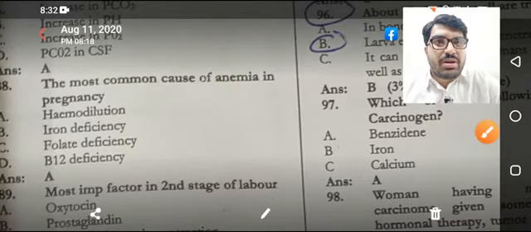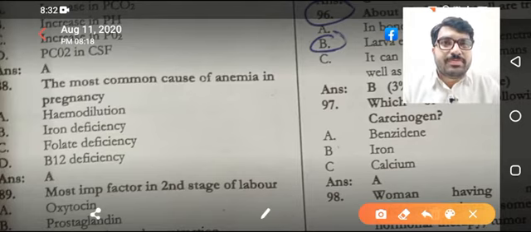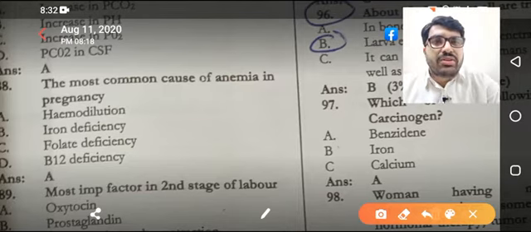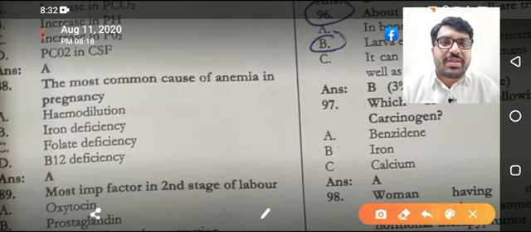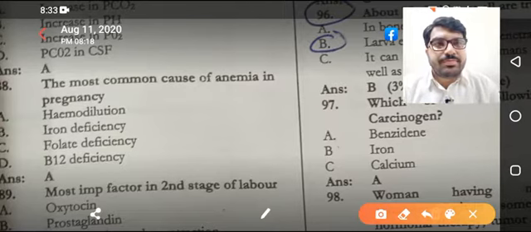Coming next, the most common cause of anemia in pregnancy, that is hemodilution. The second most common cause of anemia is iron deficiency anemia. So coming next, what is the effect of pregnancy on ESR? That increases. Why? Because of anemia in pregnancy.